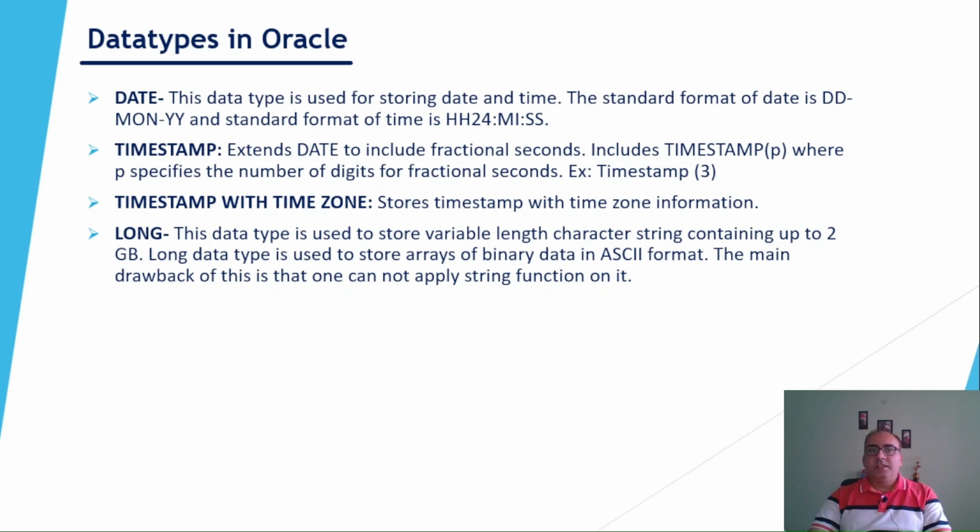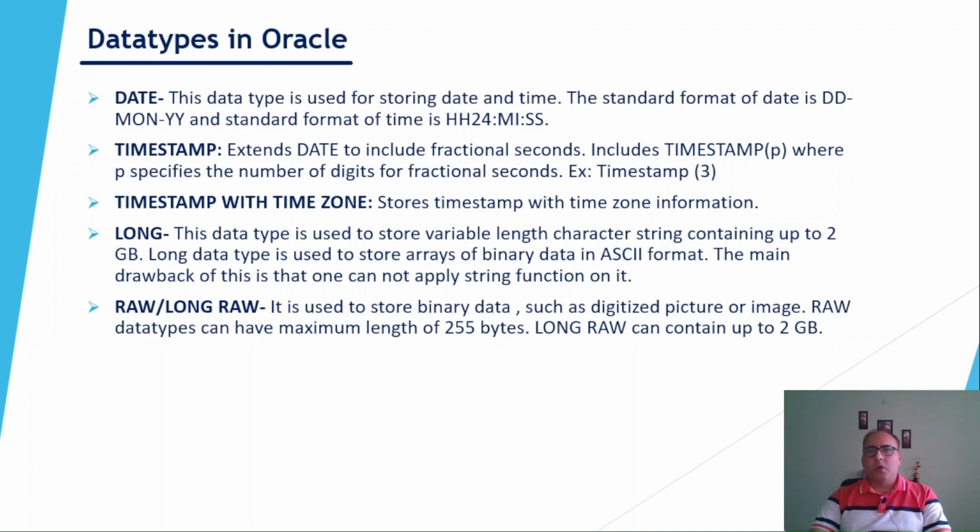Then we have LONG. This is also used to store a variable length character string, but it can store information up to 2 GB. The main drawback of using LONG is that we cannot apply any sort of string function on it. Then we have RAW and LONG RAW. These are used to store binary data, such as a picture or image. The RAW data type can store information up to 255 bytes, whereas LONG RAW can store information up to 2 GB.